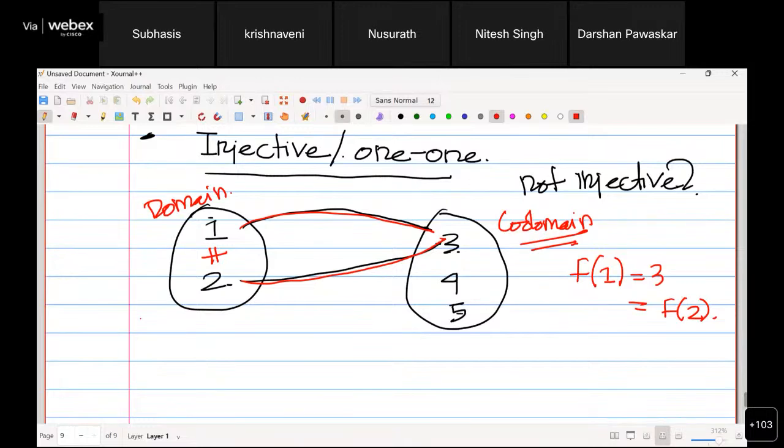So for an injective function, the images of two different elements should be different. But in this case, the images of two different elements are the same. Got it?